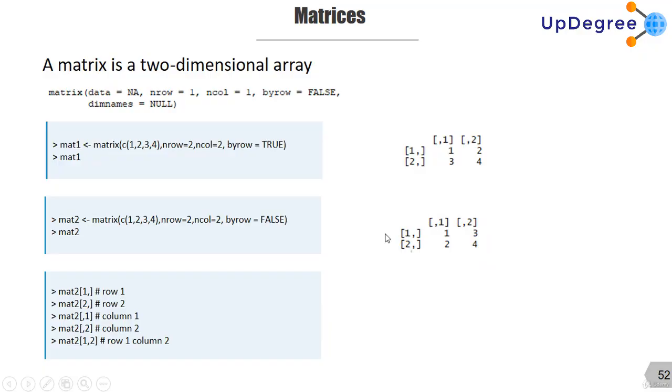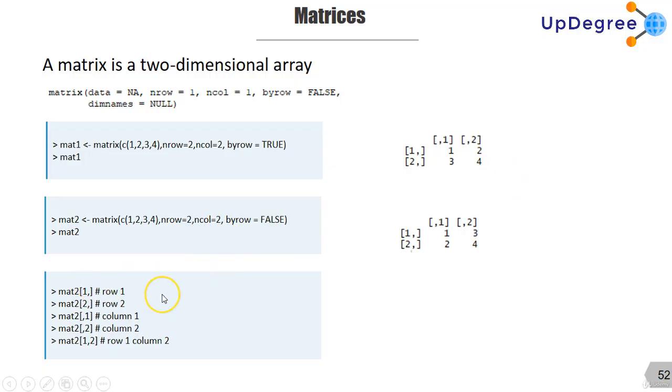So I'm again repeating: a matrix is nothing but a two-dimensional array. I'm keeping 1 to 4 as all the numerical values, but I'm saying that I want to create 2 rows and 2 columns, and I want byrow equal to TRUE. That means I will start from the first row and then go to the second row.